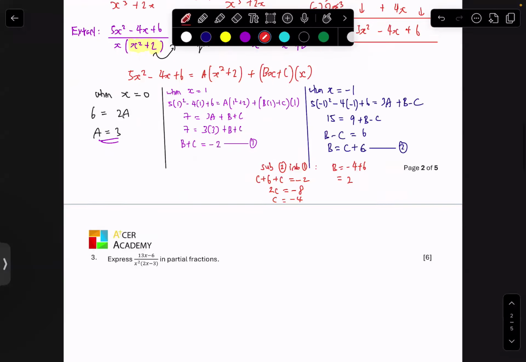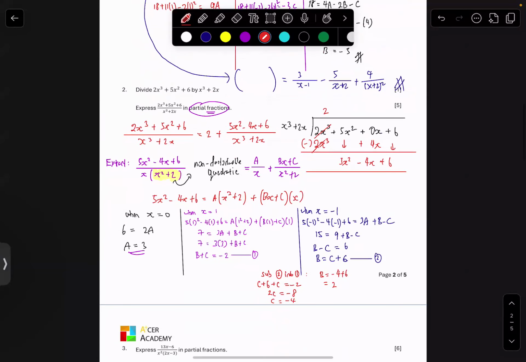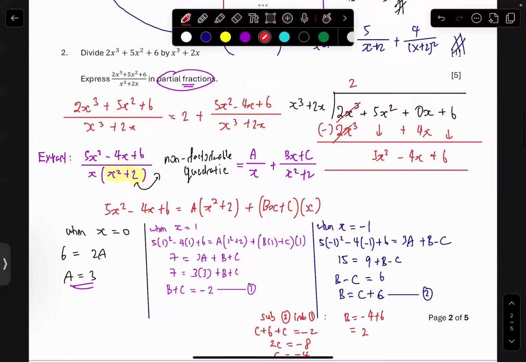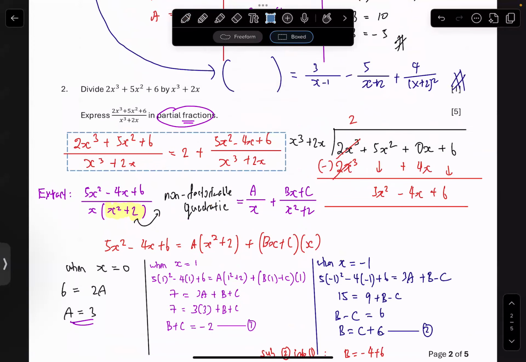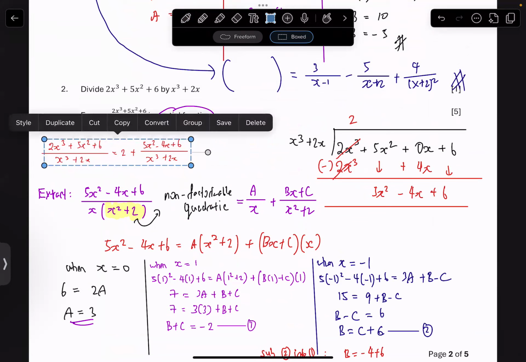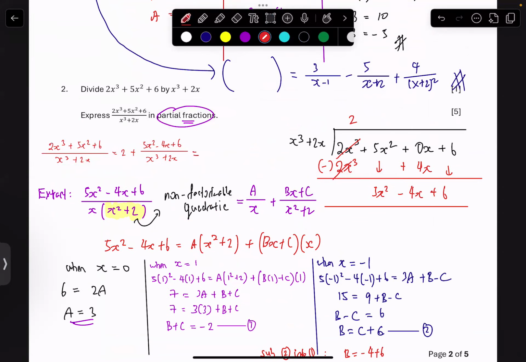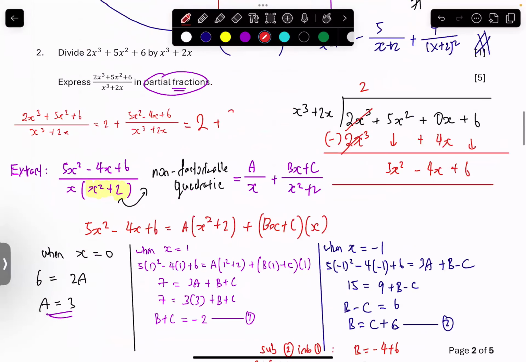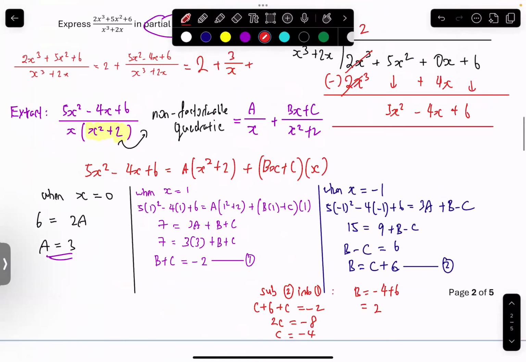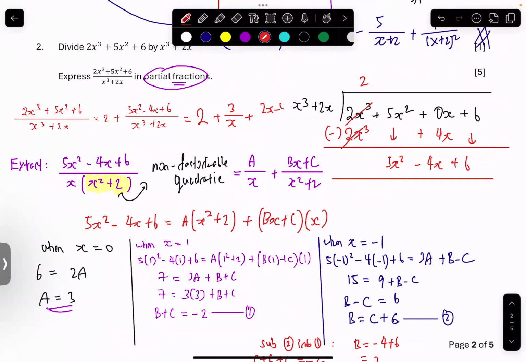So that means, let's shrink this down a little bit, this is going to be equal to 2 plus A, which is 3, over x, plus B, which is 2, x minus 4 over x squared plus 2. Final answer.